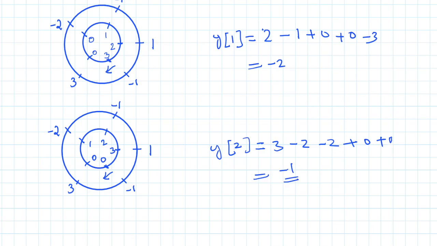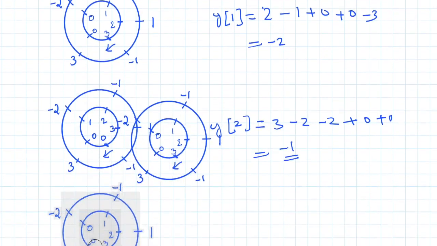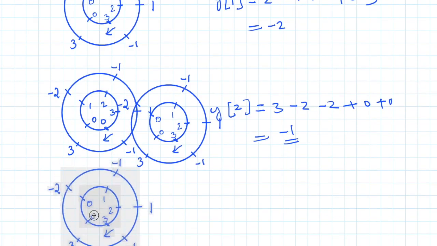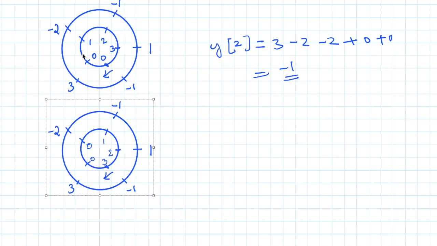Okay. Now as the next step, I need to take a copy of this one. Okay. Then we have to rotate the points in the inner circle. So I'm rotating this one. So 3 would be over here. Then 2 at this position, 1 over here, 0 and 0.